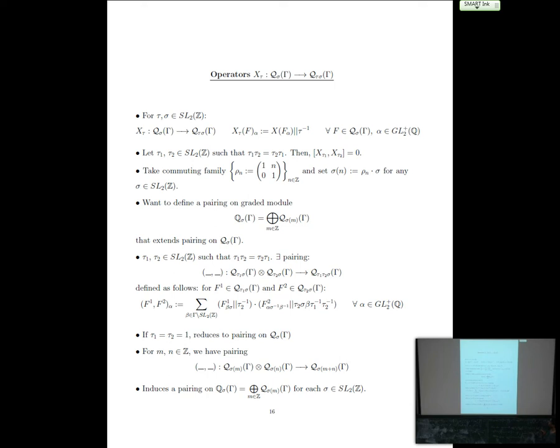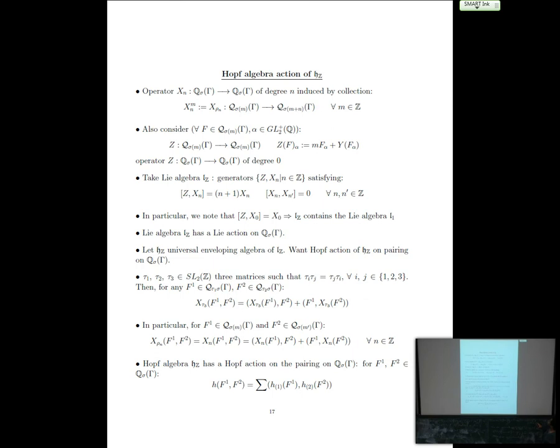If you put tau 1 equals tau 2 equals 1, this just reduces to the pairing back on this. And in particular, in the case of m and n, you just consider two elements from this family, sigma m and sigma n, then you have Q sigma m, Q sigma n going to Q sigma m plus n. And this induces a pairing on this larger object for each sigma in SL2Z.